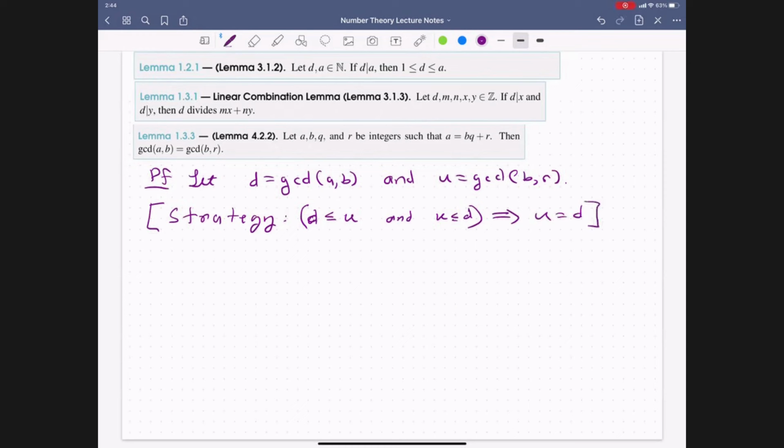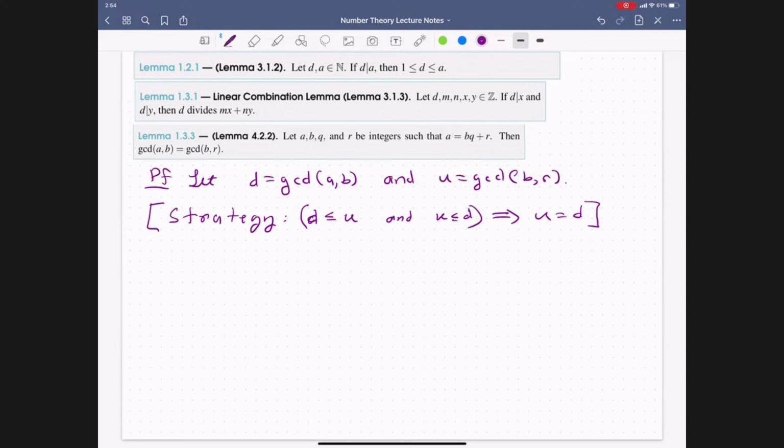Because now we have an integer D that is less than or equal to U, but also that U is less than or equal to D. But we know by trichotomy that two numbers are either equal, strictly less than, or strictly greater. You can't have an integer be both strictly less than and strictly greater. And so if we prove that both of these inequalities hold, this automatically implies that U is equal to D. Alright, so let's go ahead and show how this strategy works.